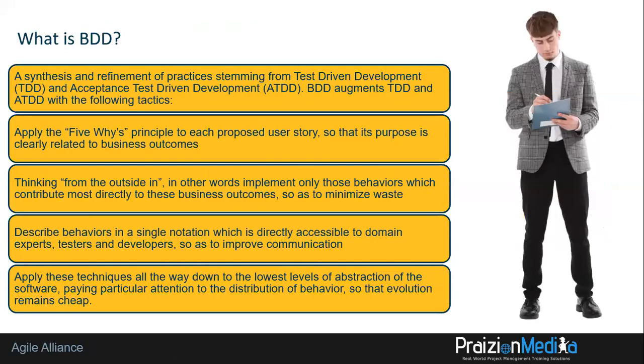When you go a step further into Agile Alliance's definition, we are involved in applying things like the 5 whys, thinking from outside in. In other words, implementing only those behaviors which contribute most directly to those business outcomes so as to minimize waste. And also describing behaviors in a single notation, which is directly accessible to domain experts, testers, developers, so that we can improve communication. And we apply these techniques all the way down to the lowest levels of abstraction of the software, paying particular attention to, watch the word, distribution of behavior.